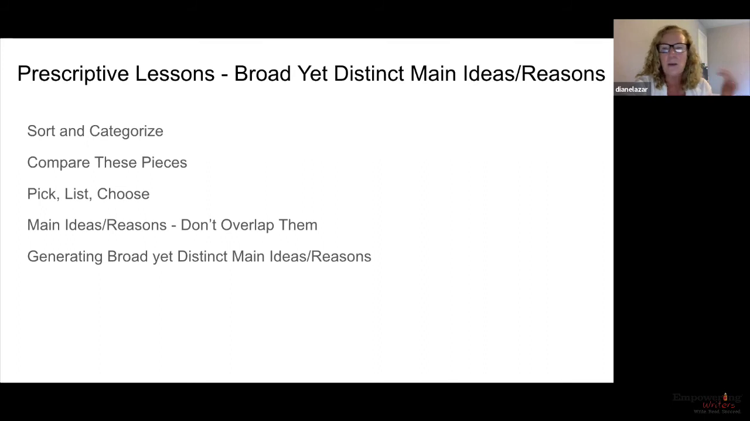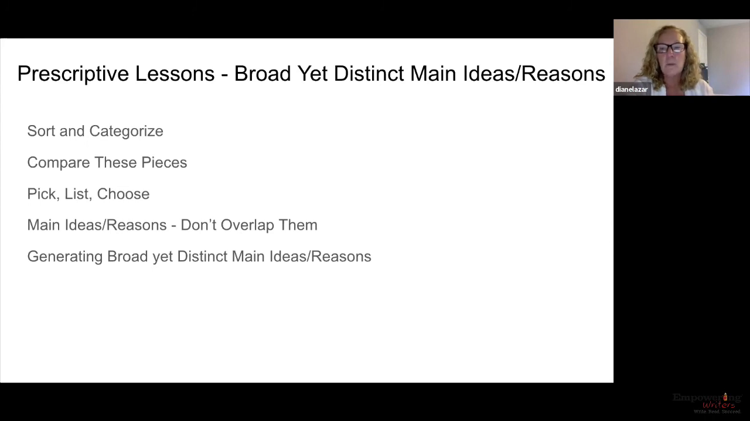And I'm going to start by simply knowing, do my kids know how to sort and categorize? So that lesson is a quick awareness level lesson. Can they sort and categorize? And then we're going to compare some pieces of writing. And we're going to look at the main ideas specifically of those pieces so that my students get to see what it looks like for a top scoring piece. And then, of course, our pick, list, and choose strategy.